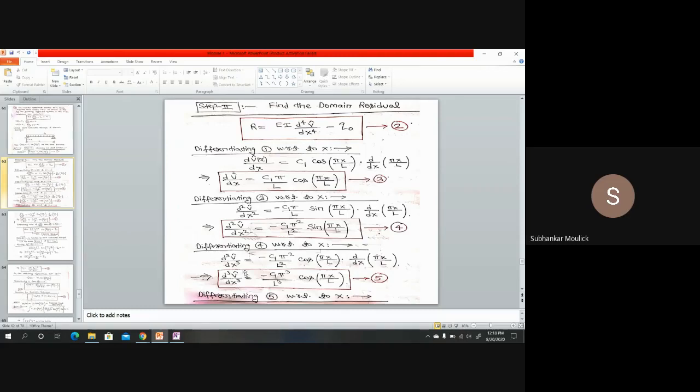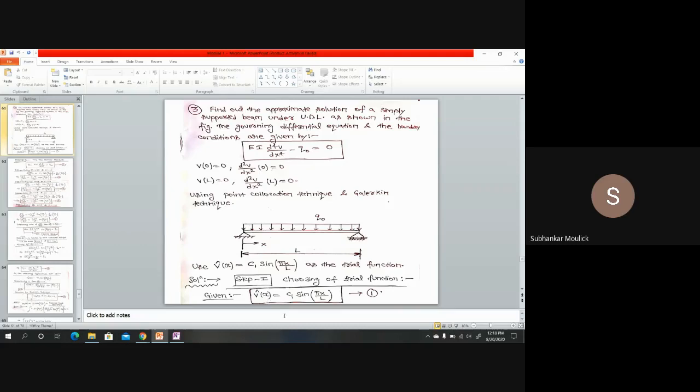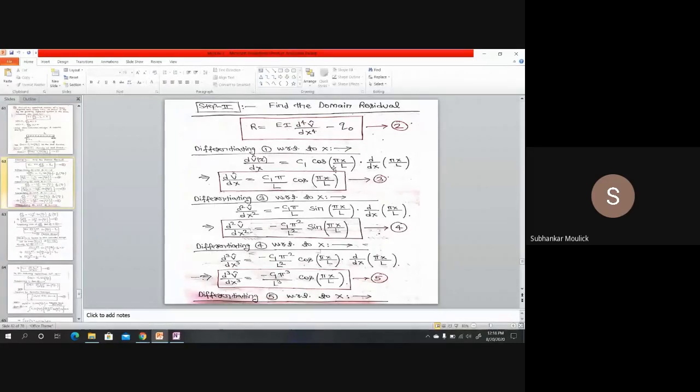Differentiate it. Simple. First time if you differentiate, differentiation of sine is cos. So C1 cos of pi x by L, then you have to use the chain rule, that is into d by dx of pi x by L. So it will be C1 into pi by L, since d by dx of x is 1. So finally dv cap by dx is C1 into pi by L cos of pi x by L. Equation number 3. Is equation number 3 clear? Yes, sir. Simple differentiation.